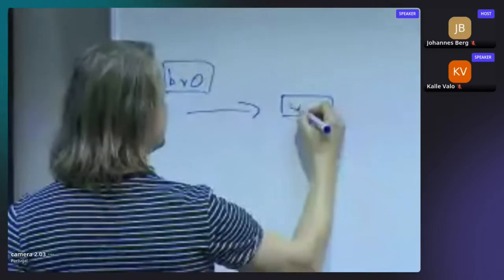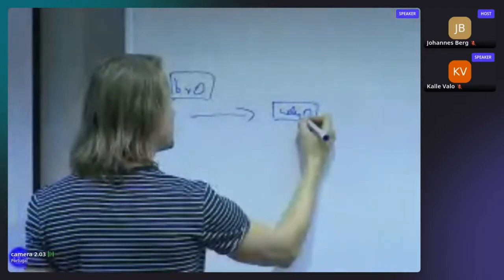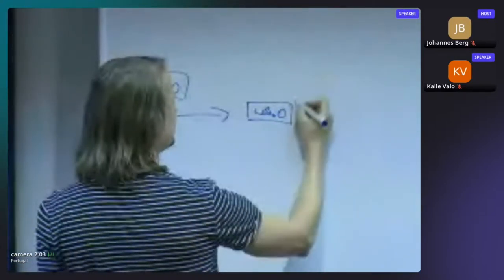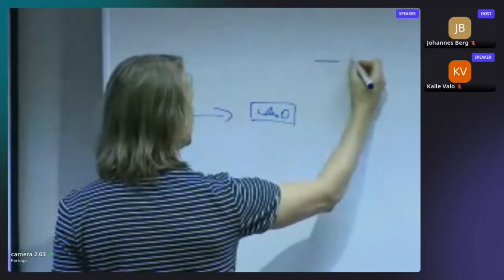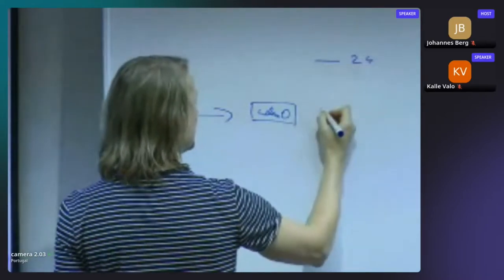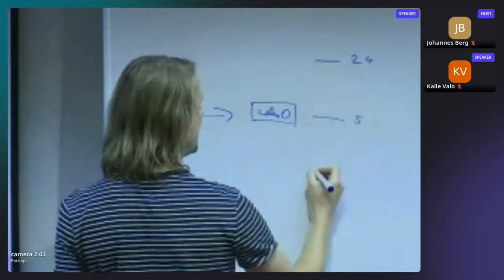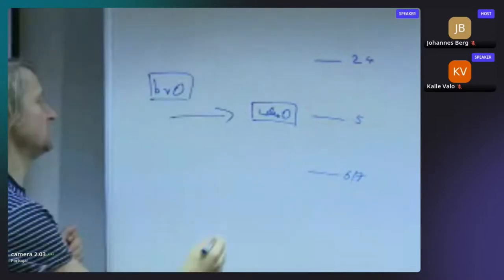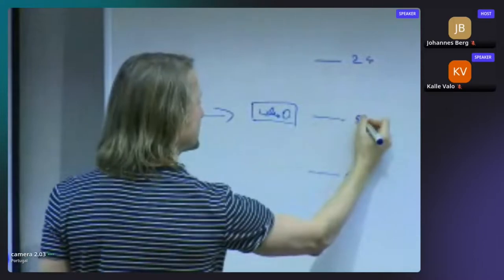Like the Netdev. I always call it WLAN 0, whatever. And then beyond the Netdev, you have a bunch of links, right? You have like 2.4, maybe 5, and maybe a 6-7 gigahertz link. You might have 2 to 5 links, whatever.